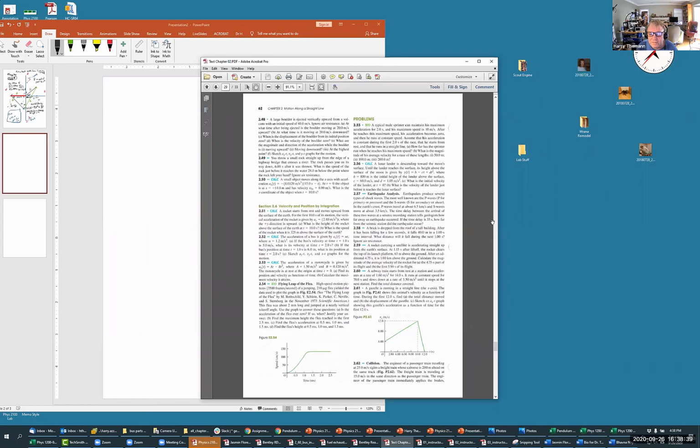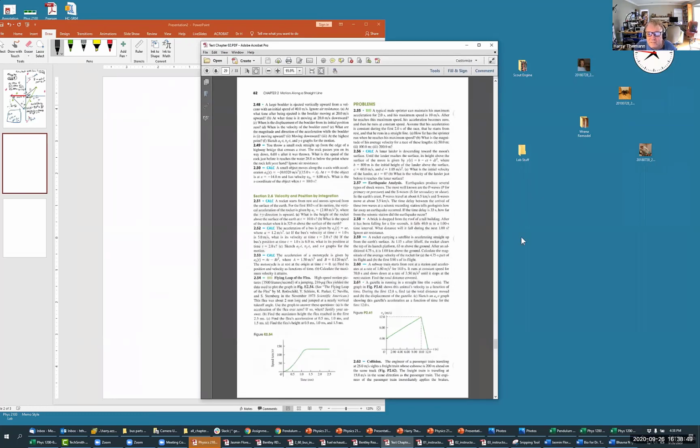Earthquake analysis. And that claims to be a hard one, huh? Earthquakes produce several types of waves. The most well-known are the P waves, the longitudinal waves, like sound waves. They travel really quickly. And then the S waves come later, and those are the ones like sine waves that knock the buildings down. Well, let's give that one a try.